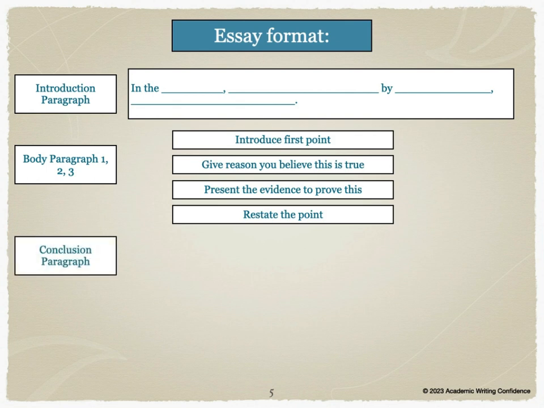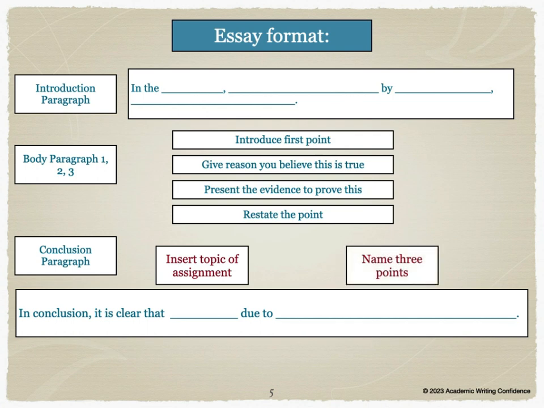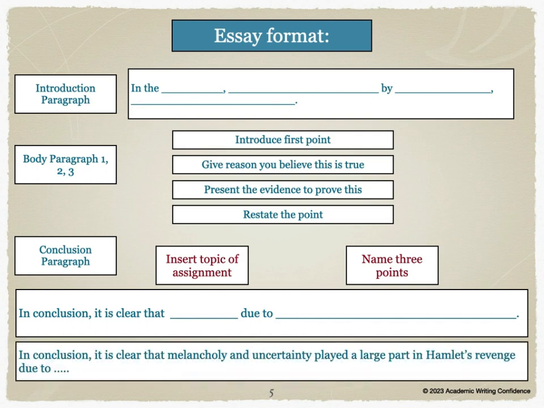Then you will need to write your conclusion paragraph. You could use this sentence pattern to begin your conclusion paragraph. In conclusion, it is clear that, and then you would insert your assignment topic, and then you would put in your main points that you used in your essay. Our example might look something like this. In conclusion, it is clear that melancholy and uncertainty played a large part in Hamlet's revenge due to.